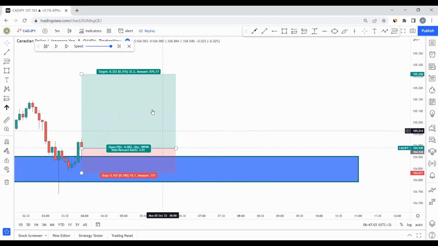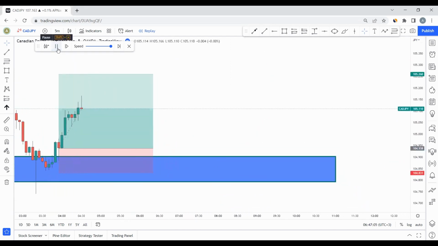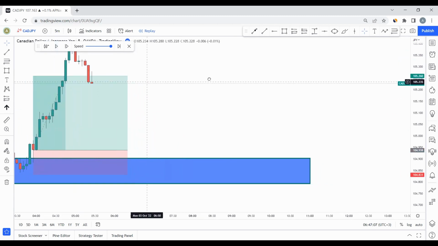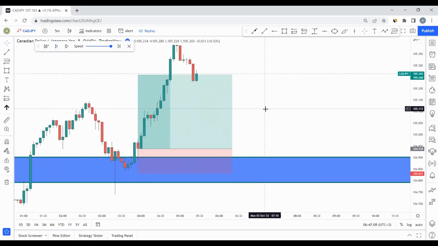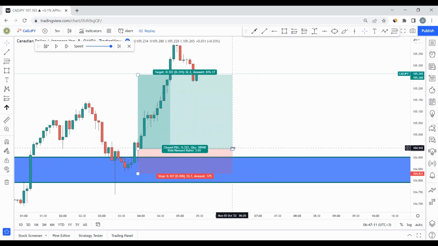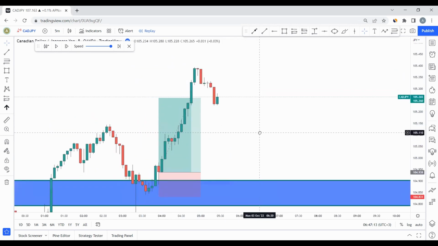So let's play this out and see how it went. So this one hit, of course, it's intraday. It hit take profit very quickly, right? So we have our first winning trade.